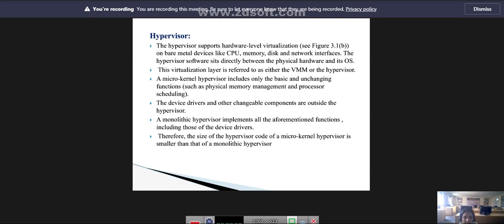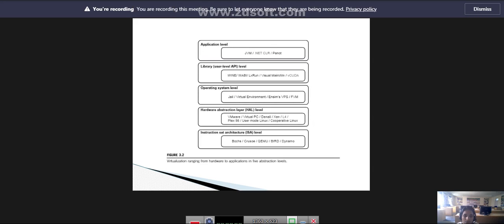In this hypervisor, we support hardware-level virtualization on bare metal devices like CPU, memory, disk, and network interfaces. The hypervisor software sits directly between the physical hardware and its operating system. The virtualization layer is referred to as either the VMM or the hypervisor. So this is the diagram.